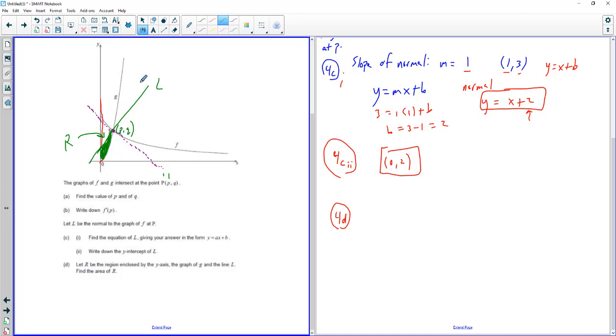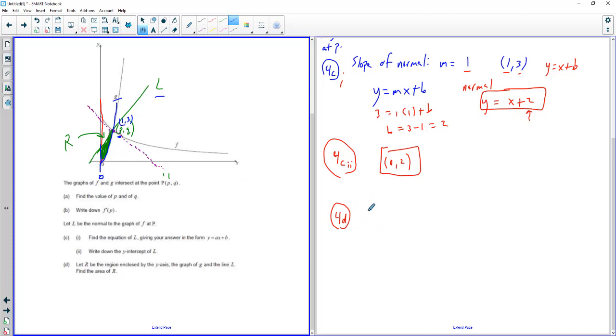So, to do an area between two graphs, what we need to do is take the top graph, which is the line L, and subtract the bottom graph, which is in this case the graph G. So I need to take an integral between the boundaries, which is the y-axis, where x equals 0, and right here at P, where x is equal to 1. This is 1, 3. We already decided. So this will be bound between 0 and 1.